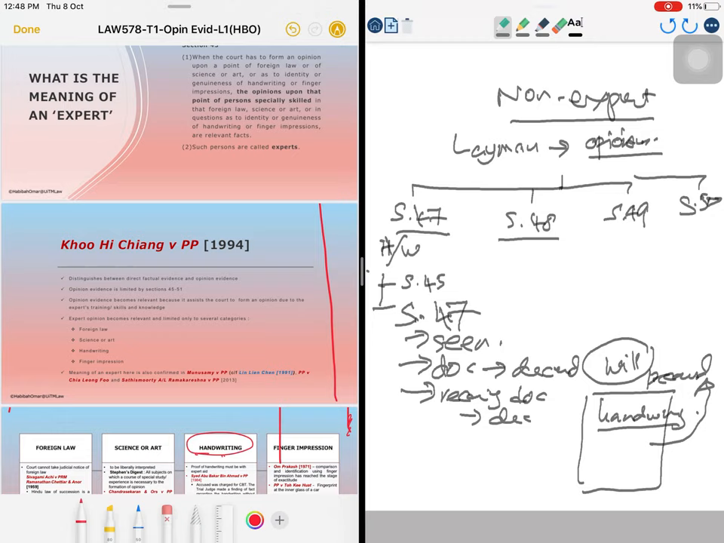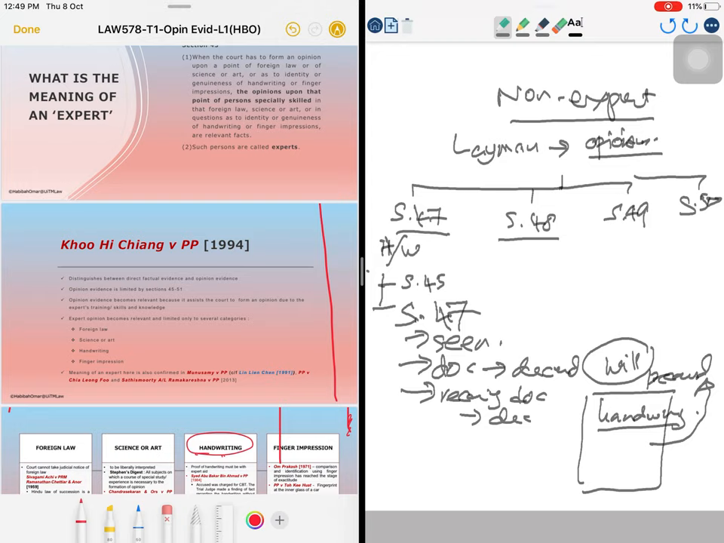Opinion as to existence of right or custom when relevant. When the court has to form an opinion as to the existence of any general custom or right, the opinion as to the existence of such custom or right of persons who would be likely to know its existence are relevant. So under section 48, you are talking about general custom or right. This is not private custom or right. This is general custom or right. You look at the example there, the case of Kong Nen Siu. So you're talking about customs relating to Fu Chao customs.